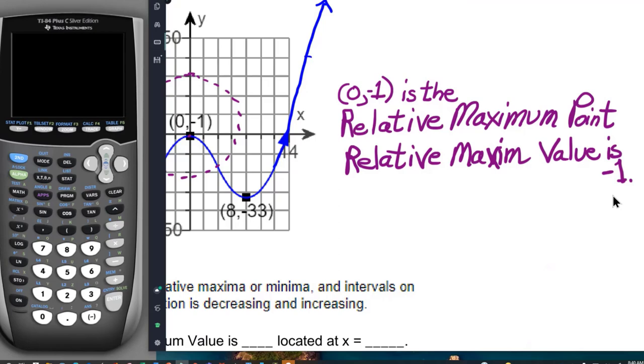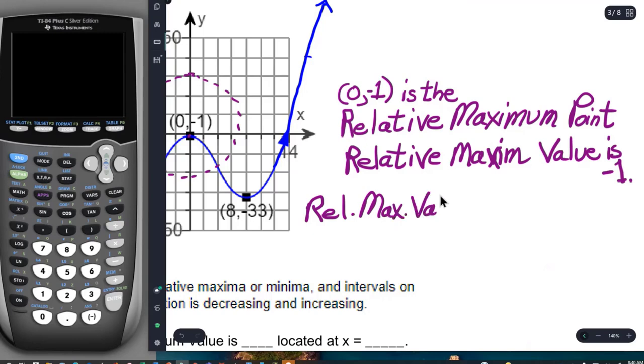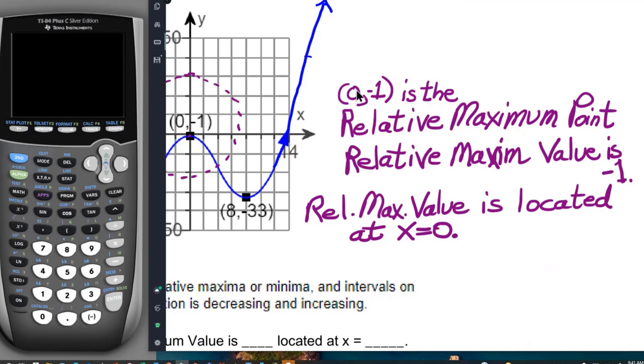It's very similar to working with quadratic functions. And one more thing. The relative maximum value, I'm going to call it the rel max value, is located at x equals 0. And that's where the 0 comes into this. This is the relative maximum value, and this is where it's located. This is the x coordinate, this is the y coordinate.